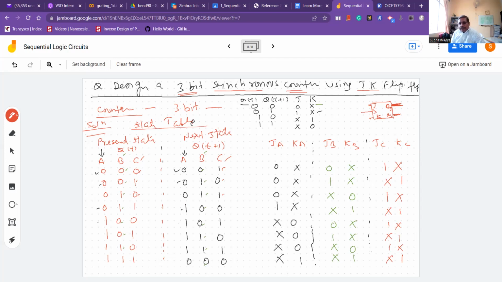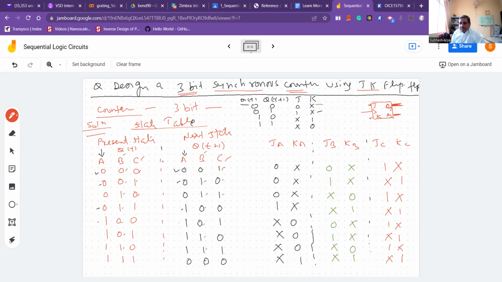So now we have filled the state table of this 3-bit synchronous counter. This is step number 1. We require the excitation table of the respective flip-flop to fill up the input values: based on the output, what should be the input? Up to that, I hope you are clear.